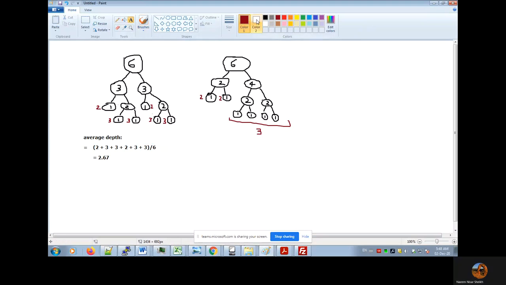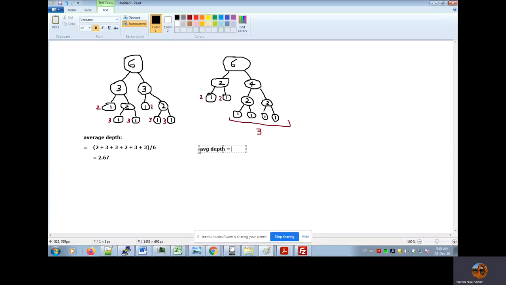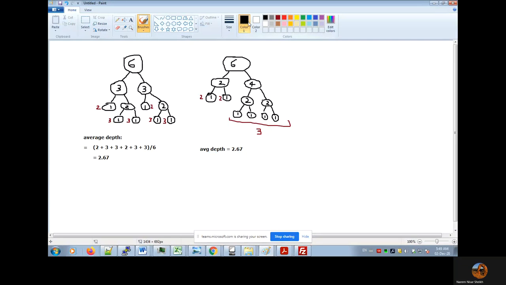So the average depth here is also 2.67 because it's 3 times 4, which is 12, 12 plus 4 is 16, 16 over 6, same, right? Okay, so I didn't gain anything. Let me make it even more imbalanced. Let's make it 6. 1 goes here and 5 goes here. And let's say I make this guy more imbalanced. Of course, even here I could have made it more imbalanced, but for this purpose it's enough to see this.